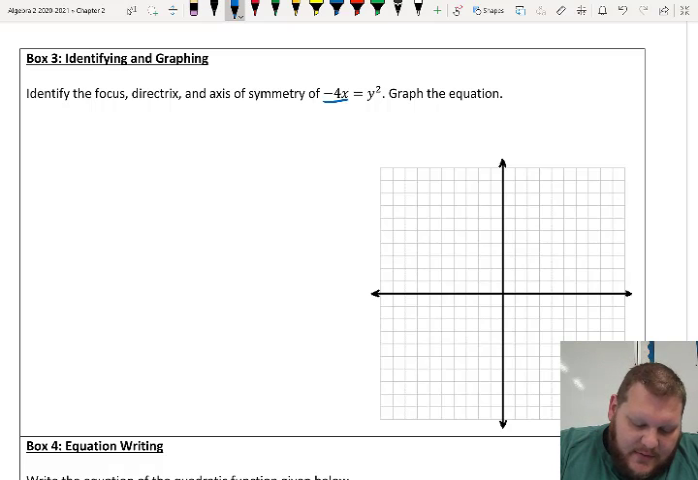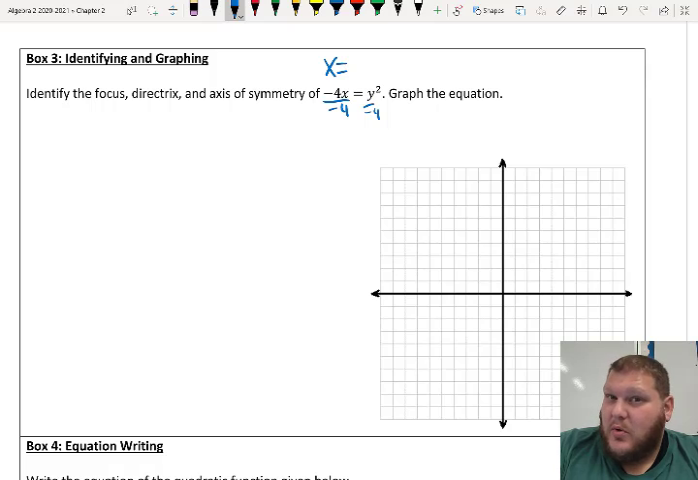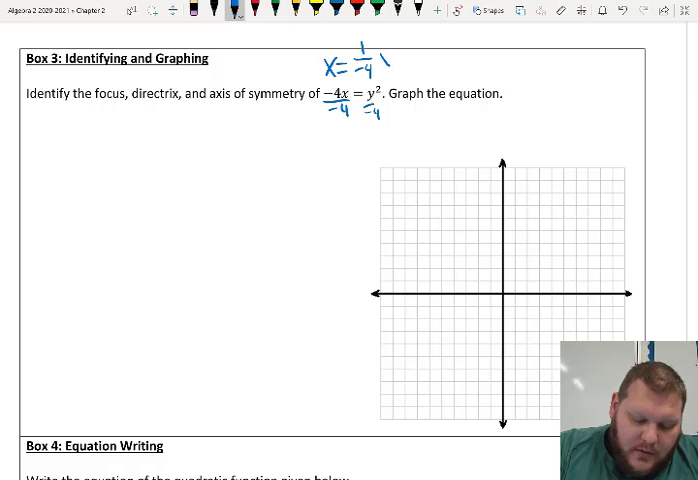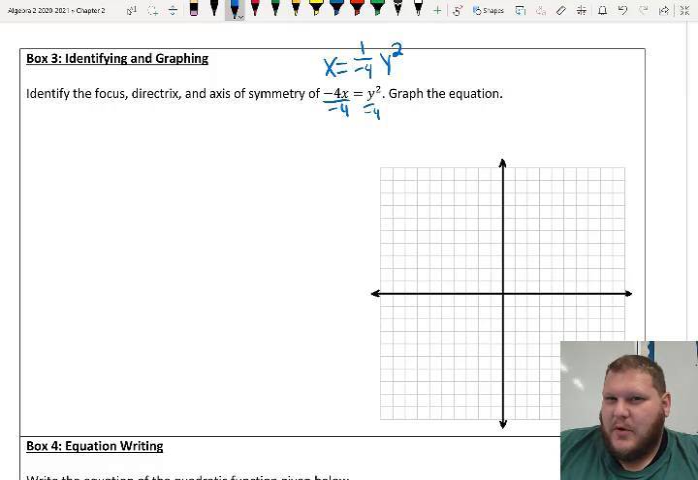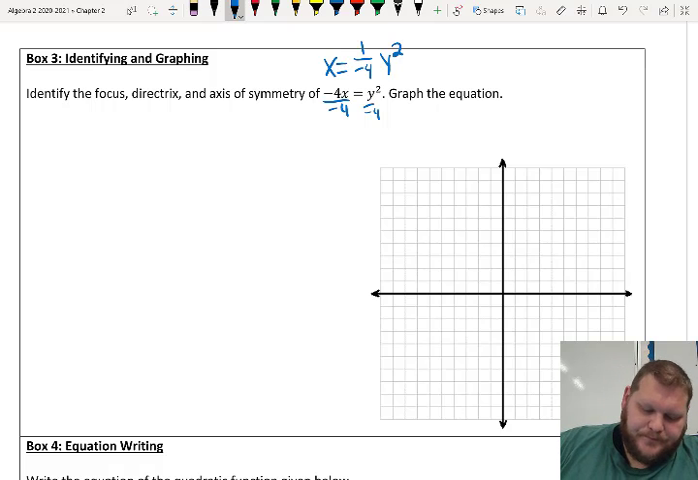In this case, I'm going to have to divide by negative 4 on both sides to get my x value by itself. So the equation I'm actually starting with, just to make it match what I'm used to seeing, I'm going to write as x equals 1 over negative 4 y squared instead of y squared over negative 4, just so it's got that fraction format out front.